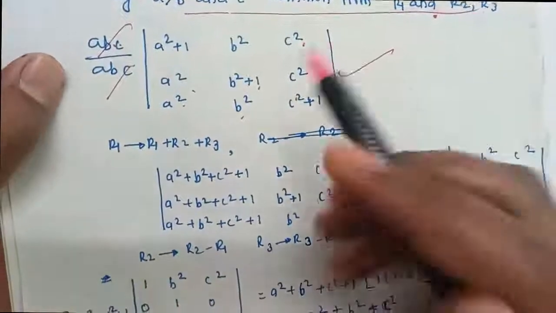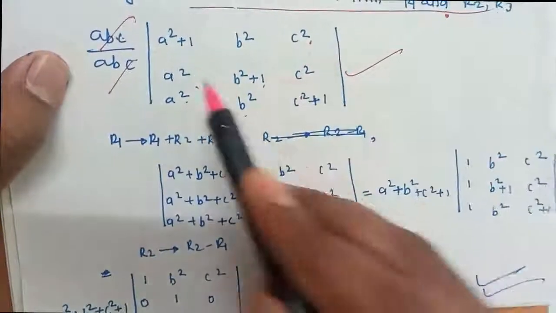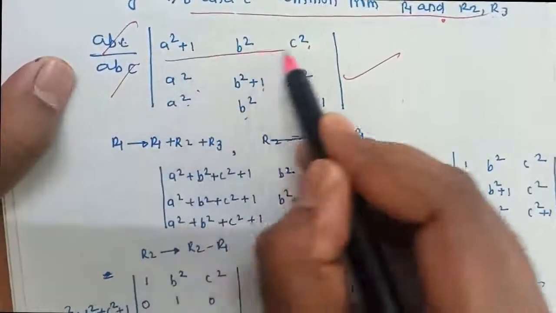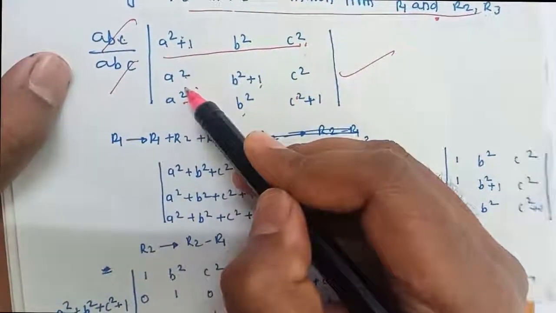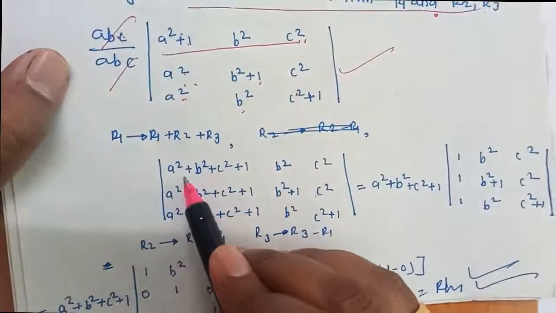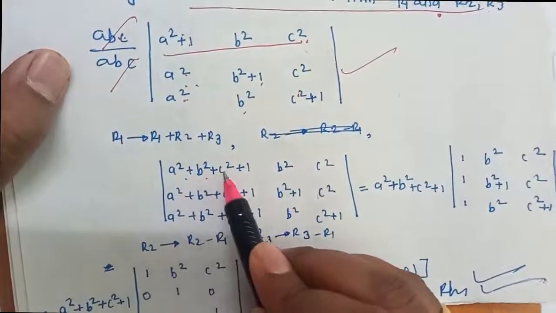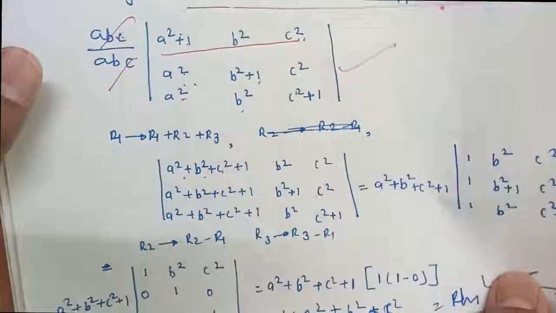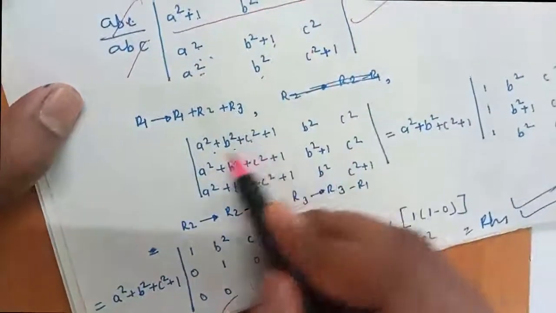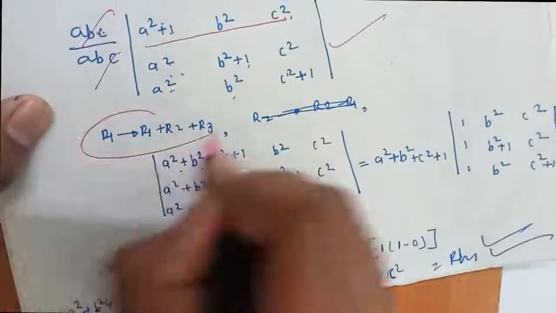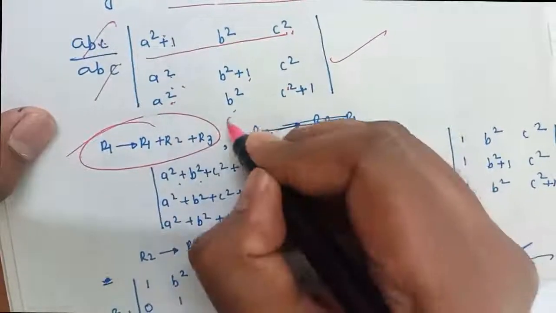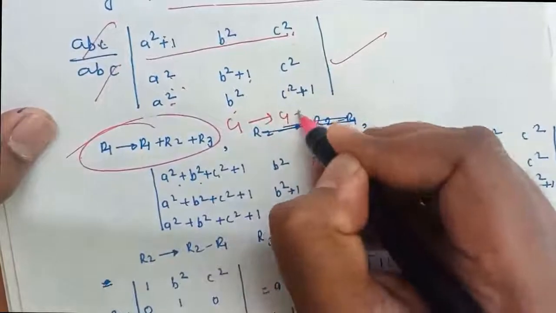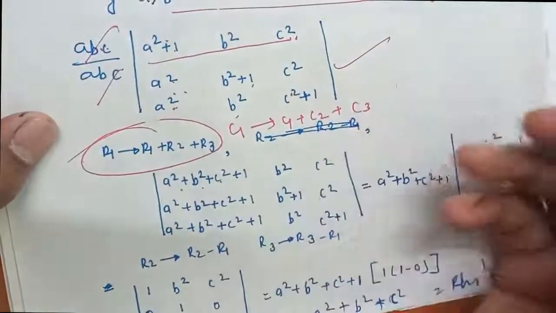Now this is the determinant I got after taking the common ABC with respect to rows. Then what I can do is, I can change R1 by adding R1 plus R2 plus R3. So add everything, I will get A square plus B square plus C square. This is a mistake here. I am not changing R1, I am changing C1 by adding C1 plus C2 plus C3.